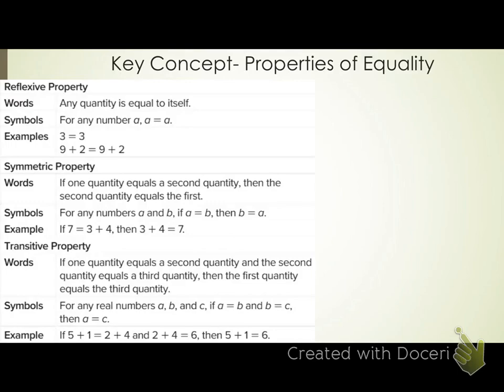So if 5 plus 1 equals 2 plus 4, and 2 plus 4 equals 6, then I know that this first one, 5 plus 1, equals this last one, 6. If A equals B and B equals C, then A equals C. Any questions on my transitive property? We okay there? So any questions on these first three properties of equality?